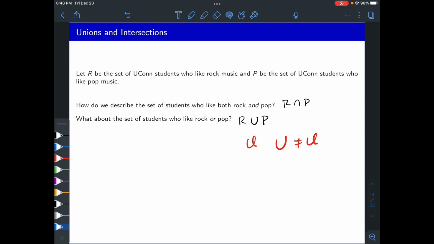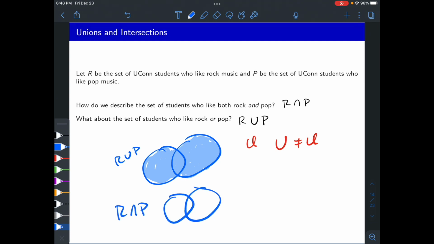It's not that important. Anyway, visually, what's going on here with the union? Let's go back to blue. This is when we take all of the things that are in this set or in this set, and then combine them. So everyone that likes rock or pop, somewhere inside of this bubble or these two bubbles combined, this would be the union. So this right here is our R union P. And then if I wanted to describe R intersect P, that would be the things that are inside of both of them.